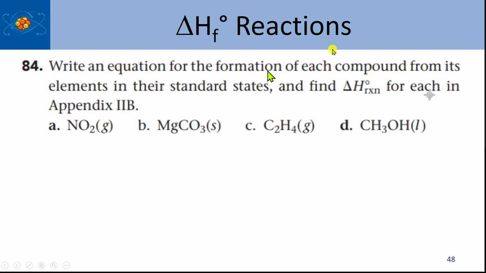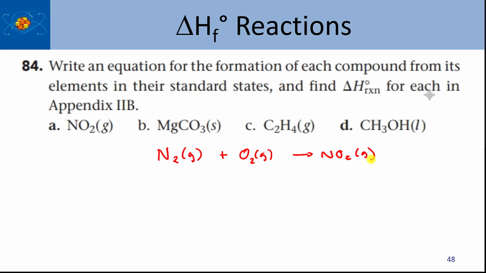So I just stole this problem from the book. These are fairly straightforward, but I'll have to show you some other information before you can maybe do these on your own. But we want to do the standard enthalpy of formation reaction for NO2. So that would be from nitrogen gas plus oxygen gas to form NO2 gas like this.